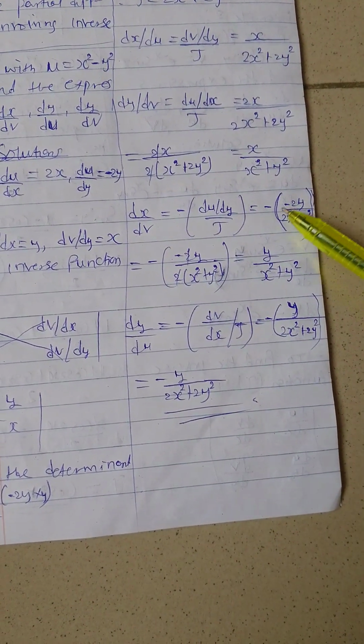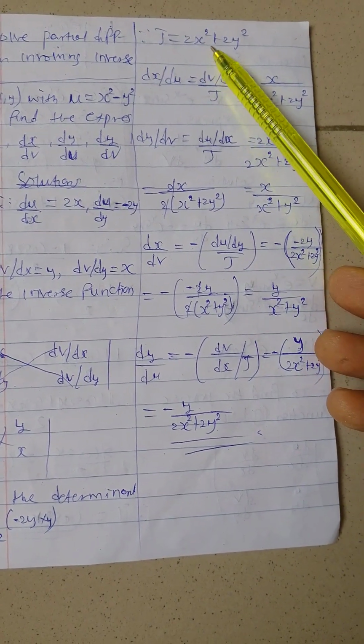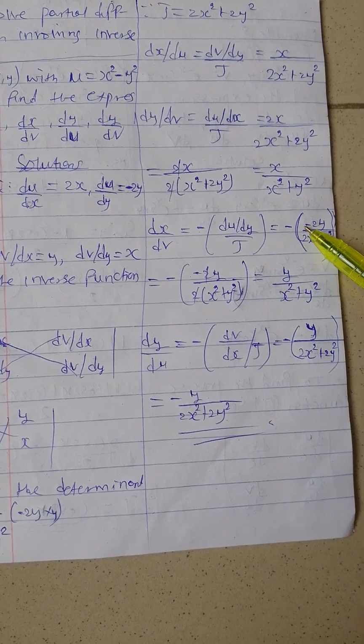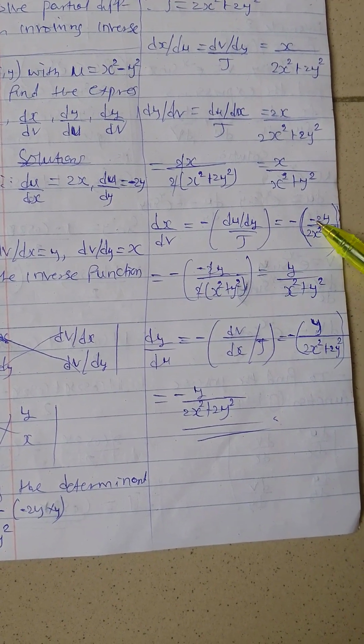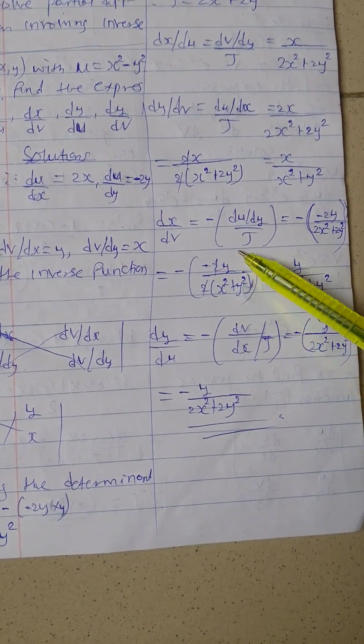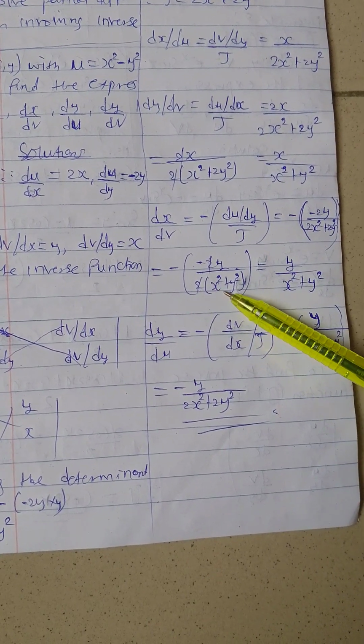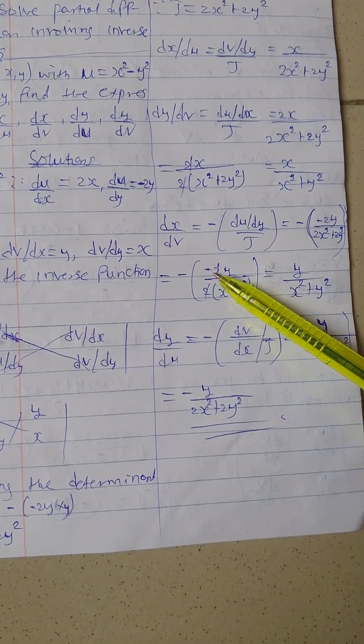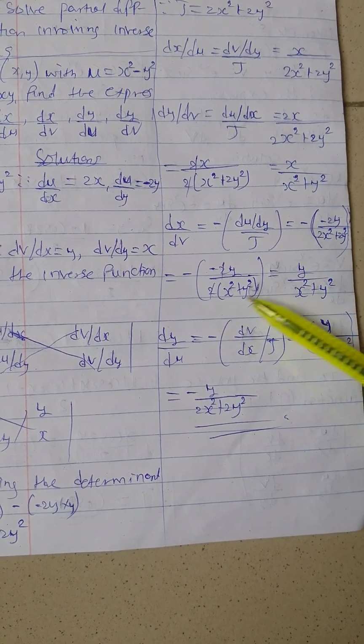Minus 2y all over your j, which is 2x squared plus y squared. So that becomes, if you do this, what's common here? Minus 2. Here is minus, here is 2, that is common. So if you divide it out, that becomes equal to what? Minus times minus will give you plus y all over x squared plus y squared.